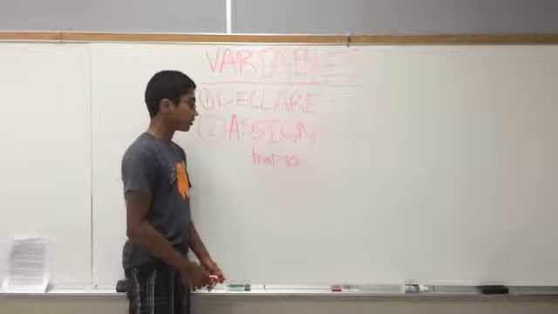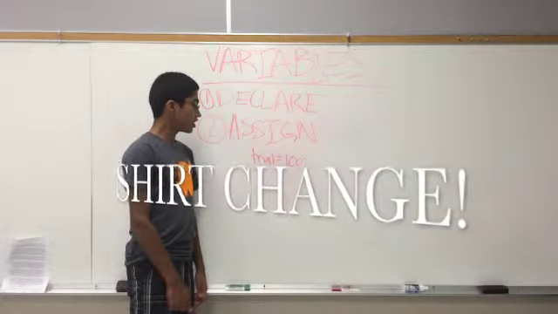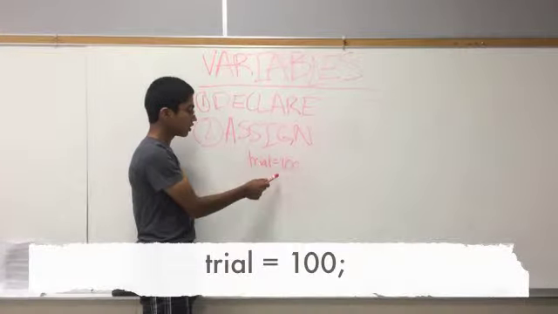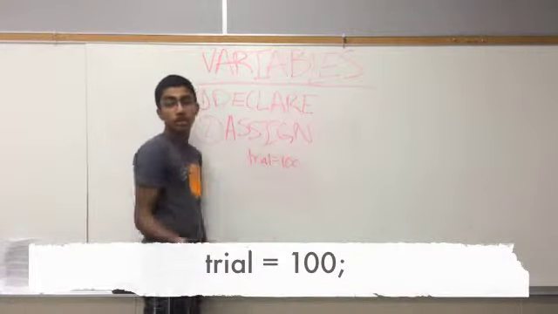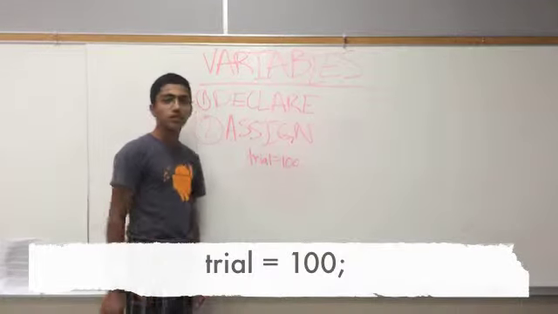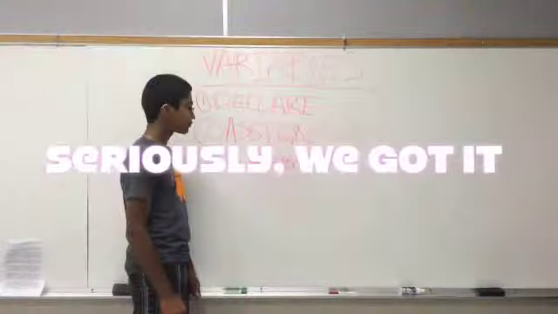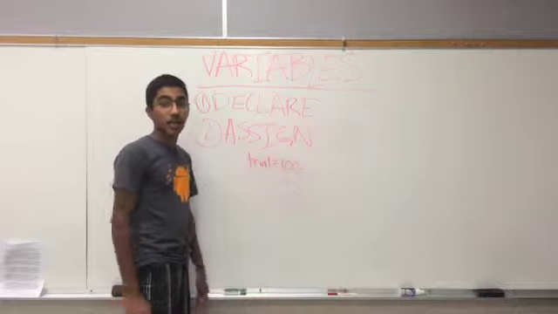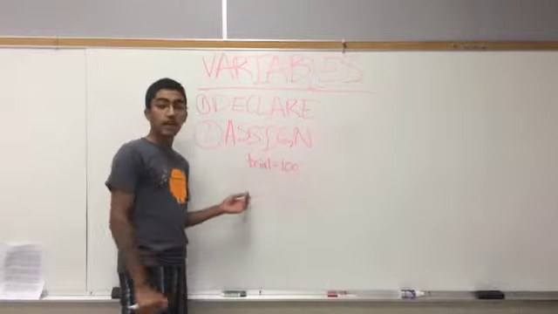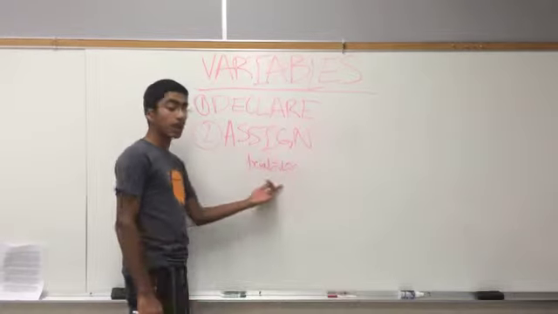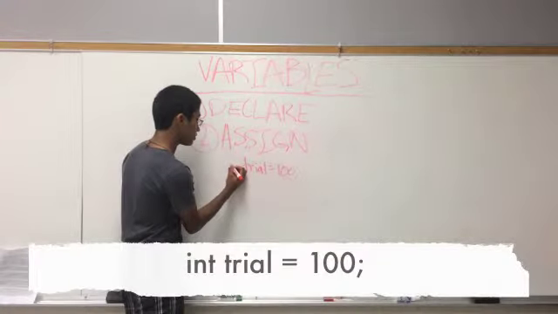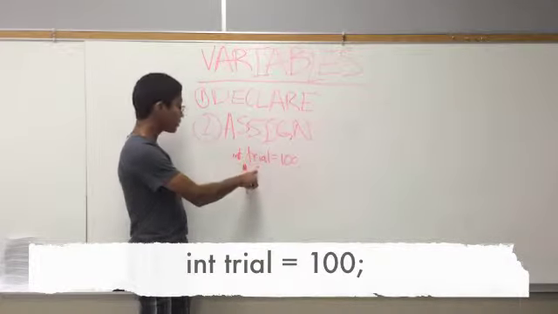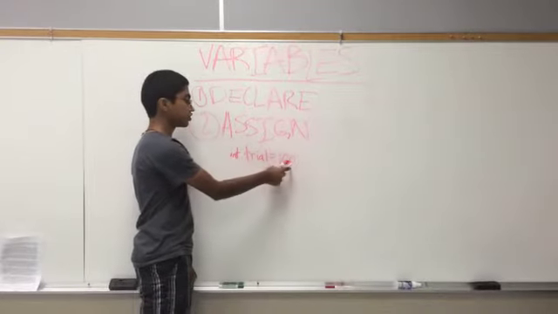Now we're going to assign our variable. To do this, what we do is we write our variable trial, equals, and let's say 100, because trial is an integer type variable. And then we end it off with a semicolon. Now, this is basically just assigning the variable. It's that easy. In fact, if you want to, you can declare and assign the variable in the same line. How you do that is you basically put the variable type in front of the variable. So you're declaring that trial, our variable, is an integer that is equal to 100.